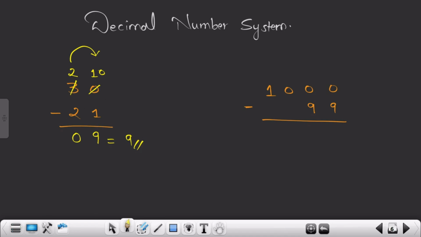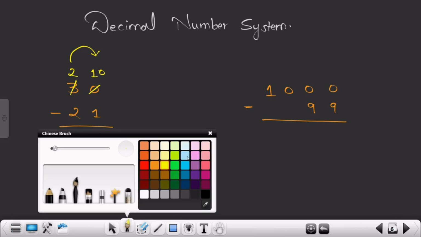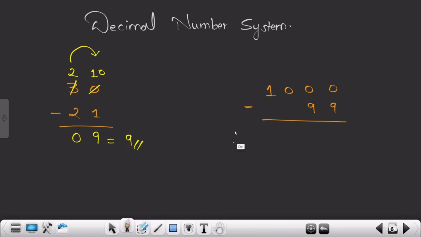Okay, again I will repeat this particular part because this is one of the most important parts. Whenever you are dealing with the decimal number system, specifically the subtraction operation, I will again repeat this. See, earlier the number was 0 and this was 1, so you cannot subtract this number. You cannot subtract 1 from 0.